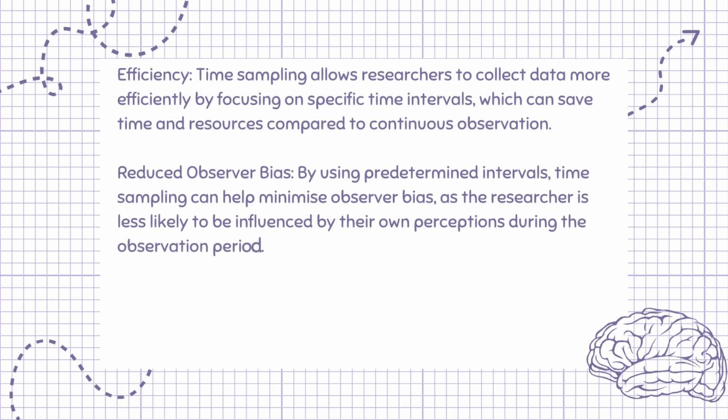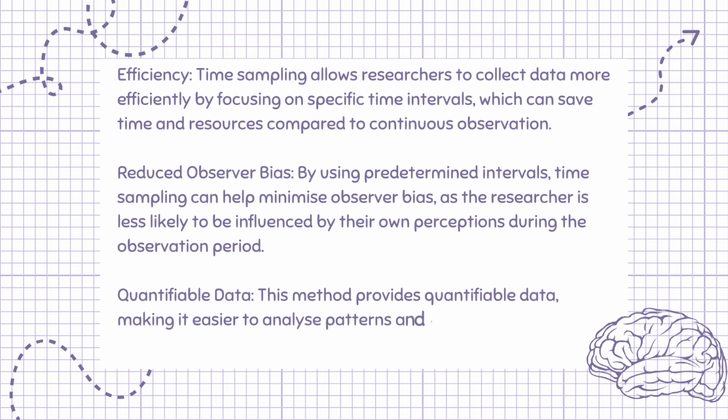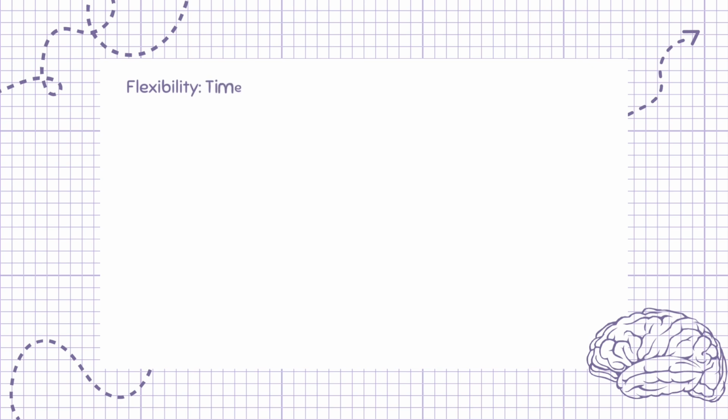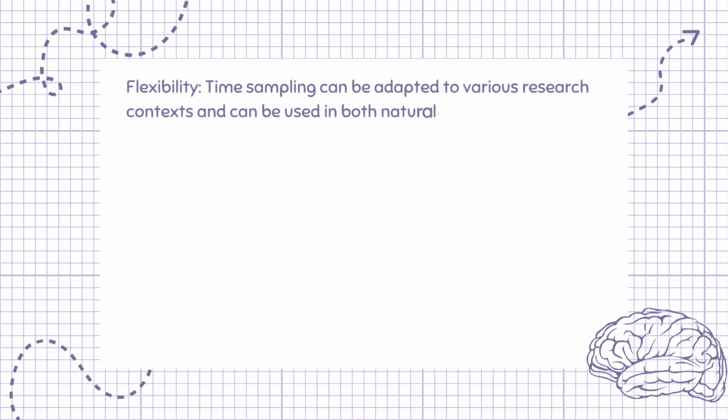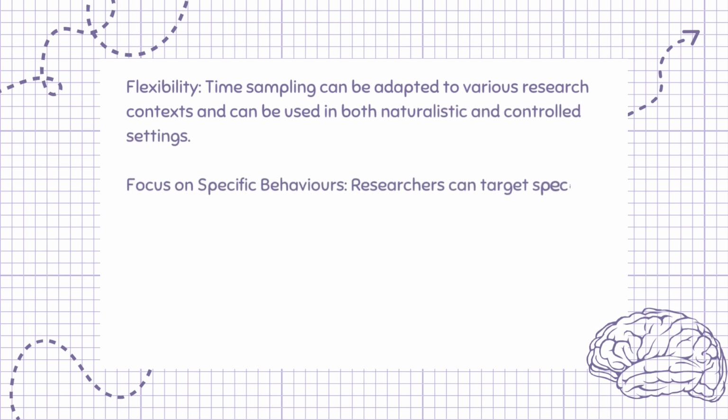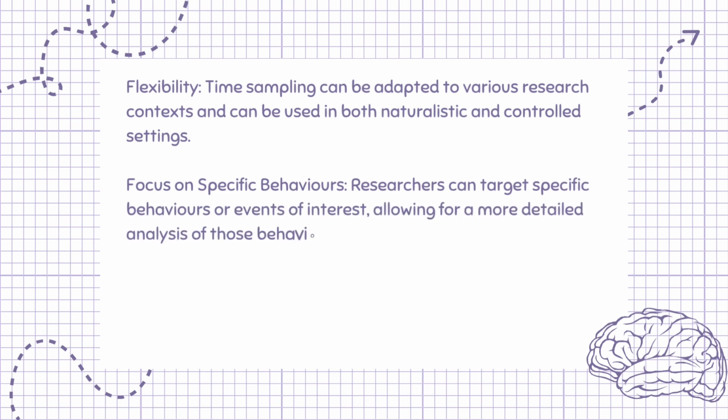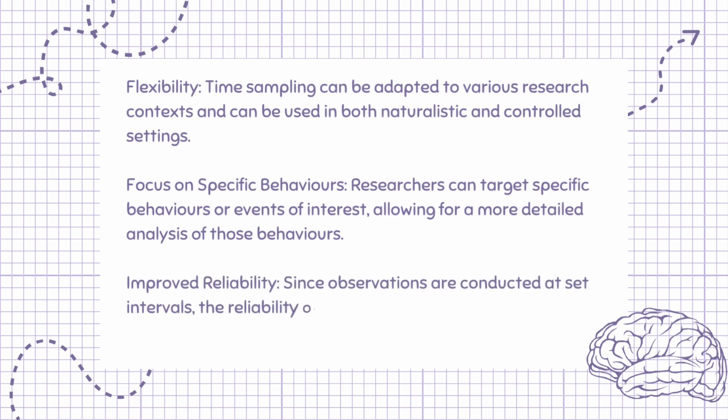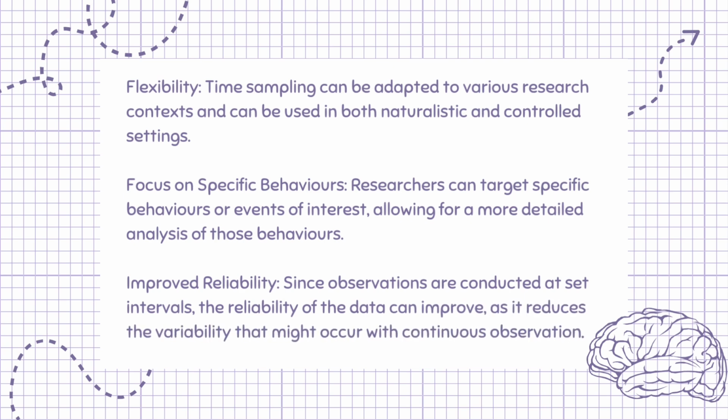observation period. Quantifiable data. This method provides quantifiable data, making it easier to analyze patterns and trends in behavior over time. Flexibility. Time sampling can be adapted to various research contexts and can be used in both naturalistic and controlled settings. Focus on specific behaviors. Researchers can target specific behaviors or events of interest, allowing for a more detailed analysis of those behaviors. Improved reliability. Since observations are conducted at set intervals, the reliability of the data can improve, as it reduces the variability that might occur with continuous observation.